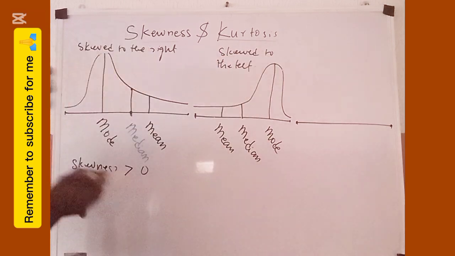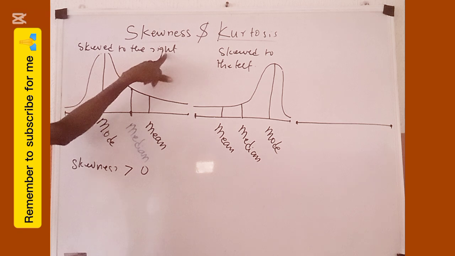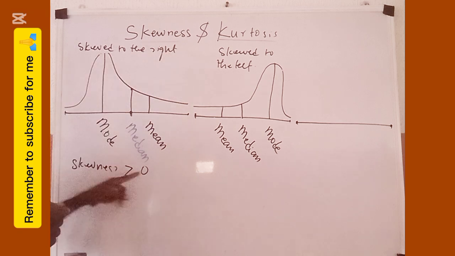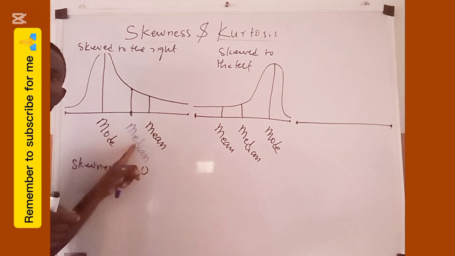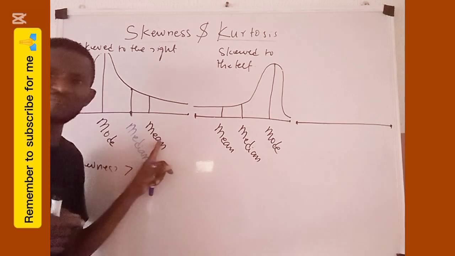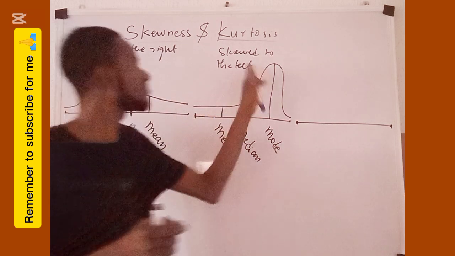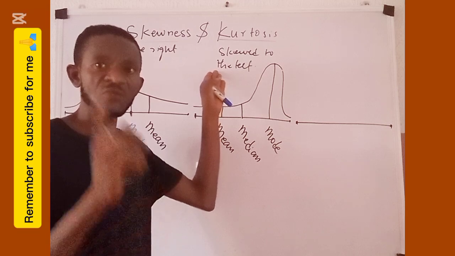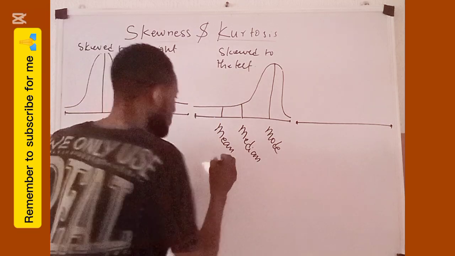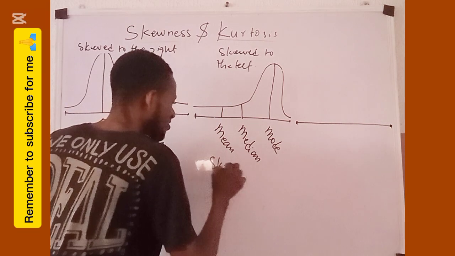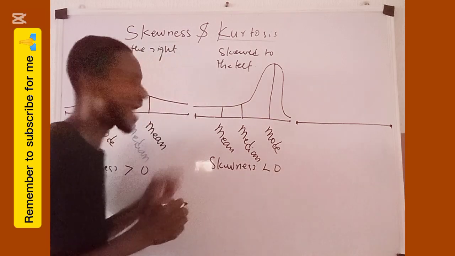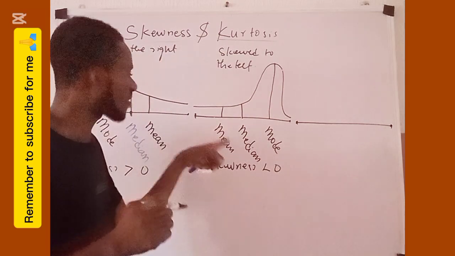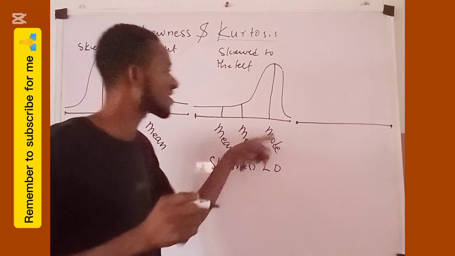You find out that when the distribution is skewed to the right, the measure of skewness should be greater than 0, the mode should be less than the median, and the median should be less than the mean. But when the distribution is skewed to the left, you find out that the measure of my skewness is less than 0. And then my mean becomes less than the median, which becomes less than the mode.